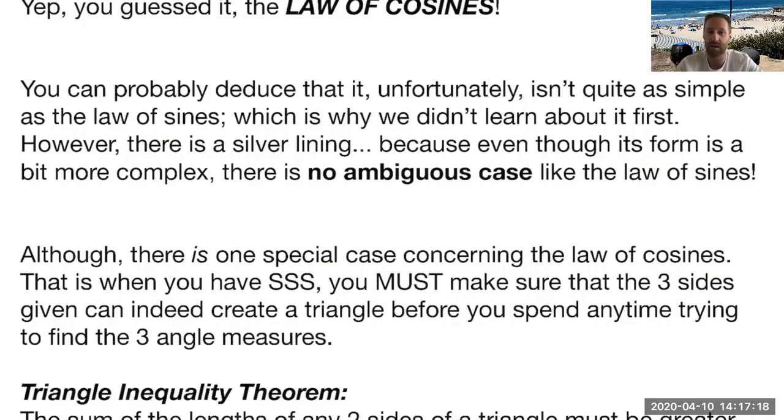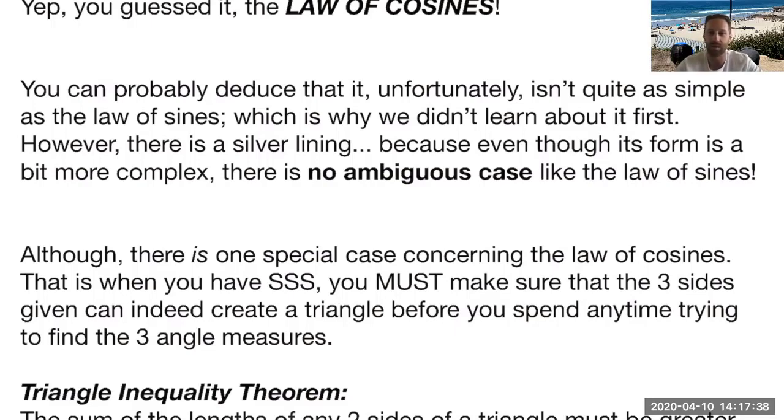When we're given the side and an included angle and another side, there's no way that we can take and move one of those two sides that we know because the angle in between it is already there and stationary. We can't move that at all. And so there's no ambiguous case like the law of sines. So that's a good thing.